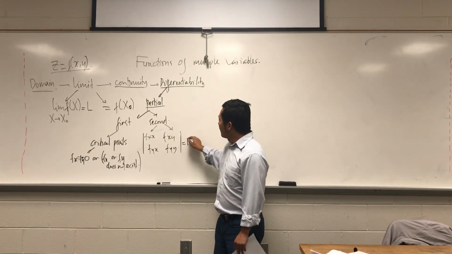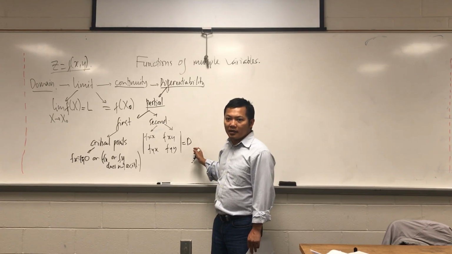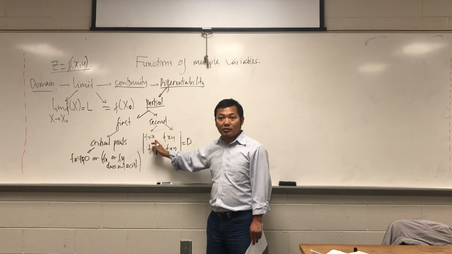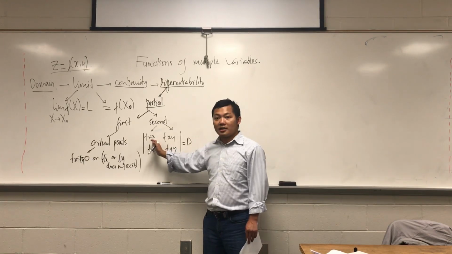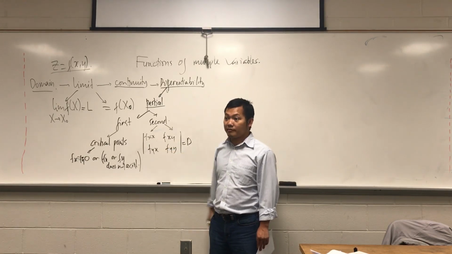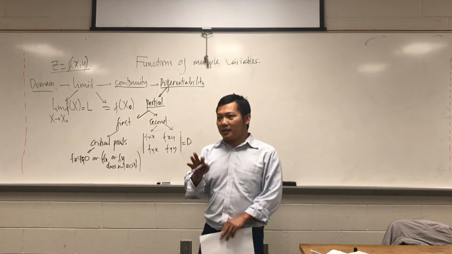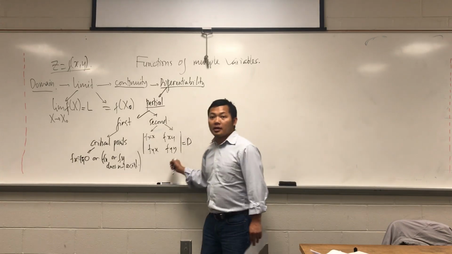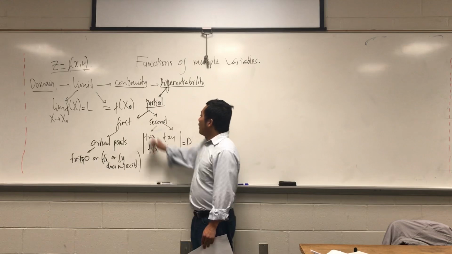If D is less than 0, you have a saddle point. If D is greater than 0 and fxx is greater than 0, you have a minimum. And if D is greater than 0 and fxx is less than 0, you have a maximum. Get it? That is very similar to calculus 1. That is the second derivative test.